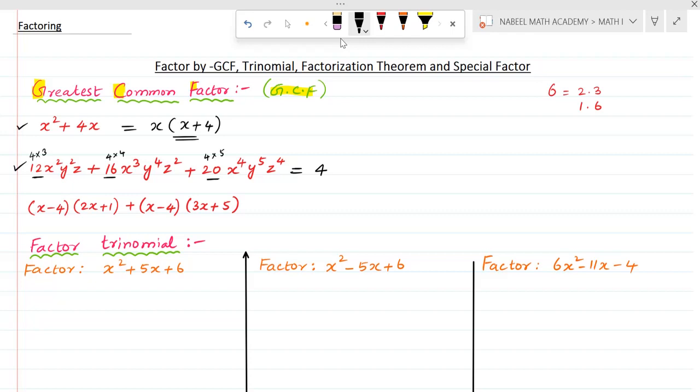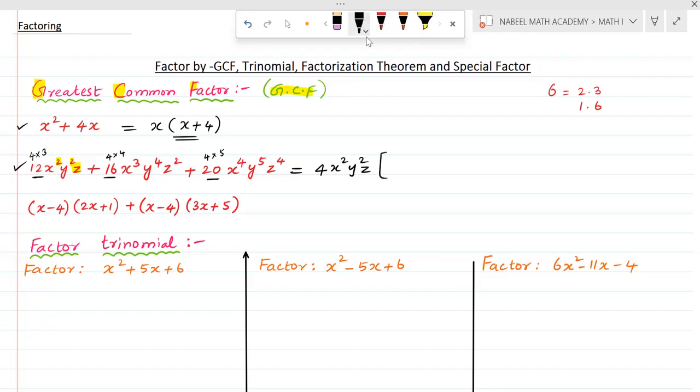Now the next term, choose the smallest power of x. What is the smallest power of x? Which is x power 2. So I write it here. x power 2 is a common factor. And what about the y? Take the smallest power of y, which is y power 2. So I will take the y power 2. And the next one is z power 1. Because you have z power 1, z power 2, z power 4, therefore z is a common factor.